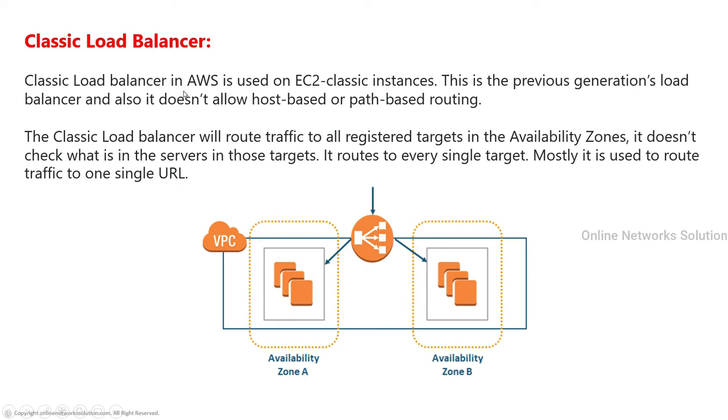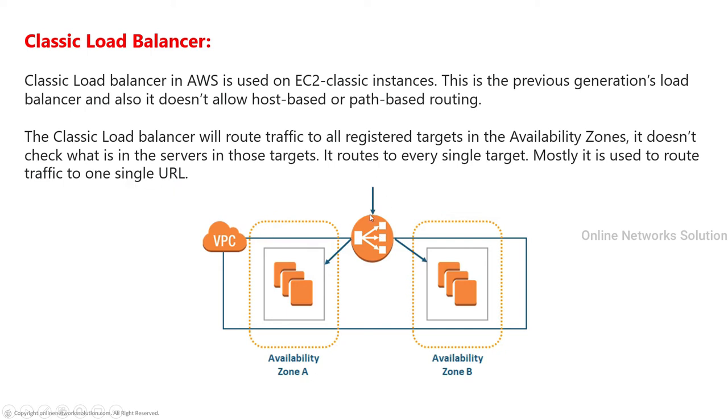Classic load balancer in AWS is used on EC2 classic instances. This is the previous generation load balancer and it does not allow host-based or path-based routing. The classic load balancer will route traffic to all registered targets in the availability zone. It does not check what is in the servers in those targets. It routes to every single target. Mostly it is used to route traffic to one single URL.